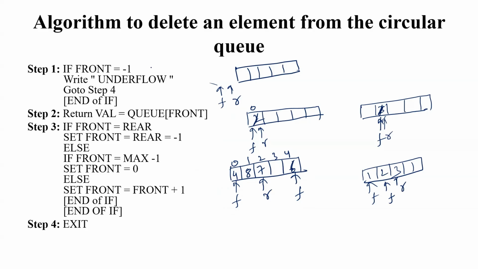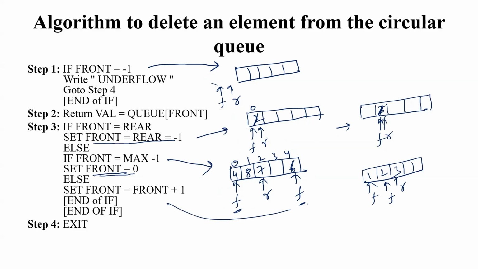So these cases I have drawn here. This is for step number 1, that is front is -1. Then we cannot delete. These two cases are for front is equal to rear. This case is also for front is equal to rear, where we reset the value of front and rear to -1. This case is when front is equal to max -1. When front is equal to max -1, we just have to reset the value of front to 0 because the next element after 6 we will delete is 4.